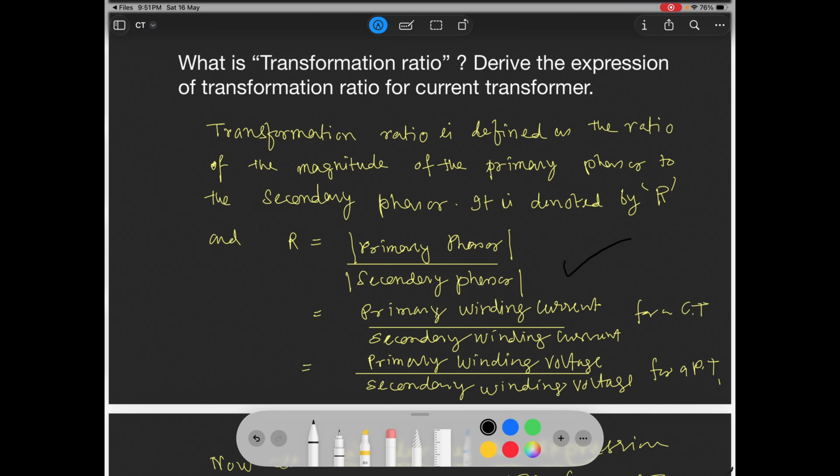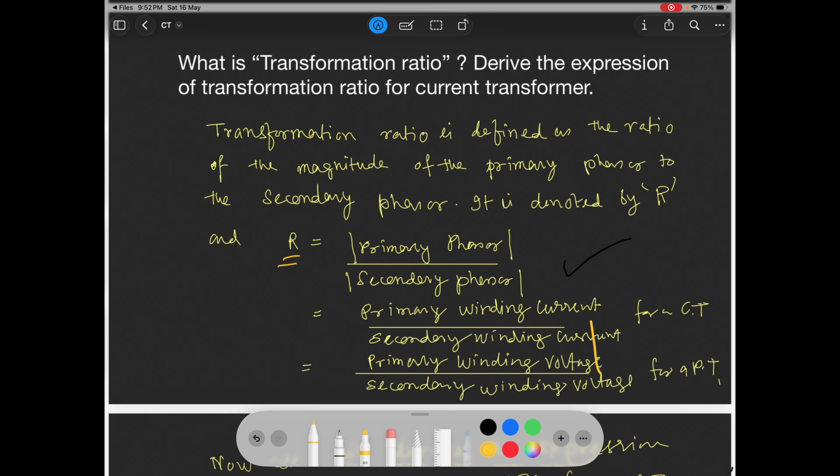Transformation ratio is defined as the ratio of the magnitude of the primary phasor to the secondary phasor. So R is equal to primary phasor by secondary phasor. Transformation ratio is denoted by R. So primary phasor means for CT the primary winding current by secondary winding current, and for PT primary winding voltage by secondary winding voltage. Now we have to derive this expression for R.